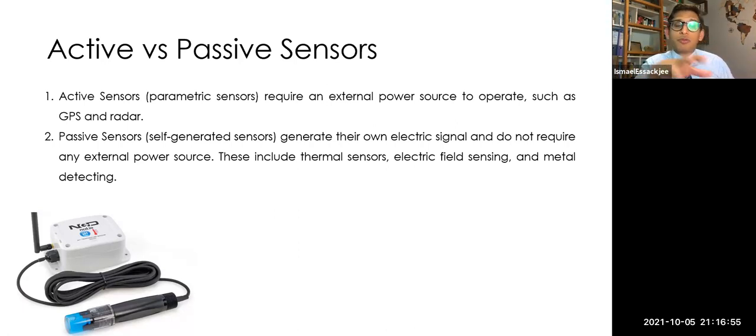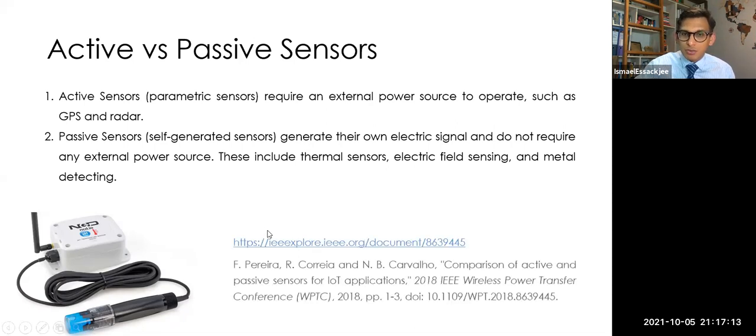Maybe you are following a bird, and you have put a sensor on it because you want to track where this bird is going. You can't put a few batteries on top of the bird. It's not going to work. So you will need to choose what we call passive sensors for these kinds of projects.